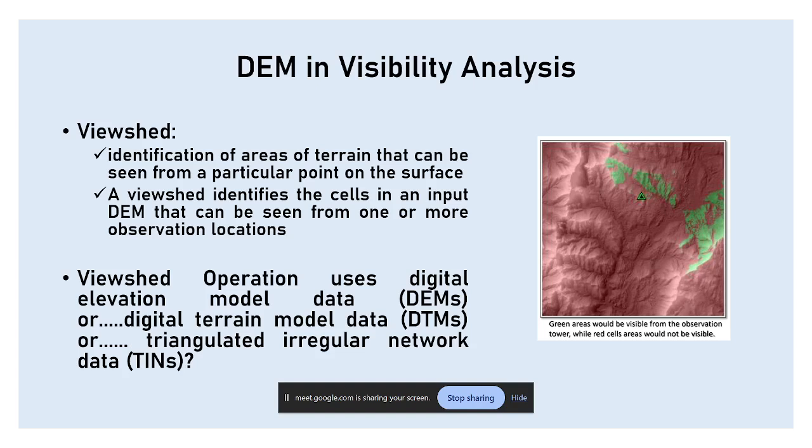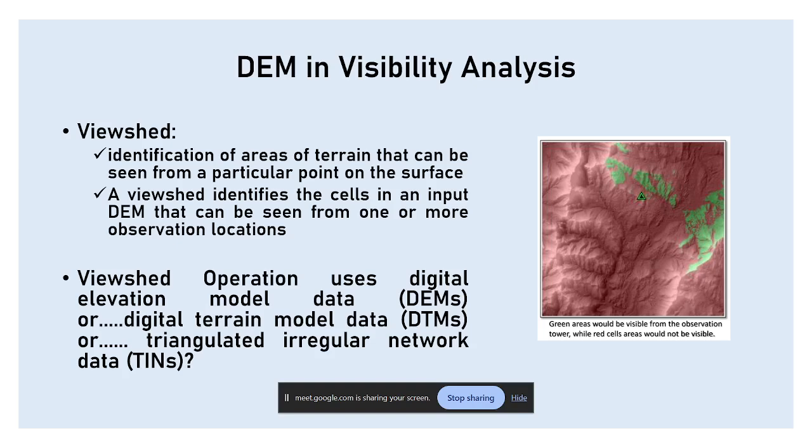So a single point observation is not going to give you an idea of the entire terrain, specifically in the case of an undulated terrain. Okay. So that is where you have to understand the concept of viewshed. It is basically the identification of areas of terrain that can be seen from a particular point on the surface.